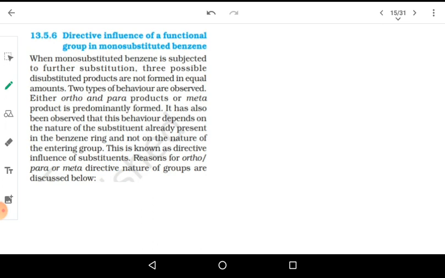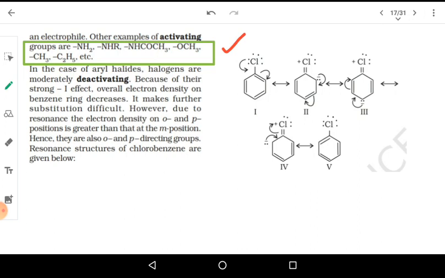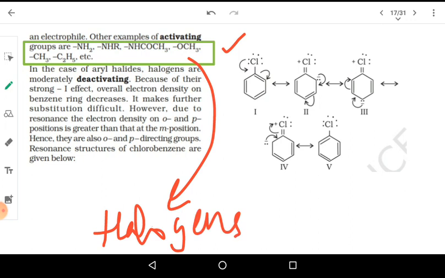Next, we are going to discuss the directive influence of a functional group in monosubstituted benzene. Here we have to study the ortho, para and meta substituents. So let us take them one by one. The first one is ortho and para directing groups, and what effect they have on the benzene ring. Now we have an OH group here, right? Functional groups like these, in addition to the halogens and OH group, are examples of ortho-para directing groups.